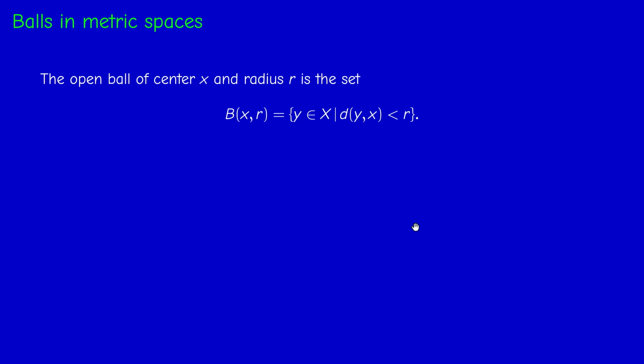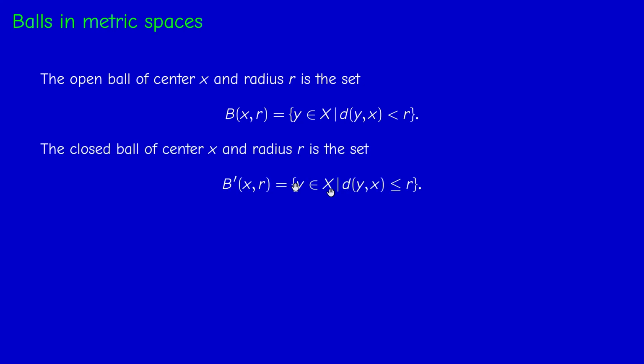Now I want to talk about balls in a metric space. We have two kinds of balls, open balls and closed balls. If you have a metric space (X, d), then the ball of center x and radius r, denoted by B(x,r), is by definition, as in the familiar case of a ball in three-dimensional space, the set of points y whose distance to the center is less than the radius. Okay, so this is a generalization of the concept of geometric ball in R3.